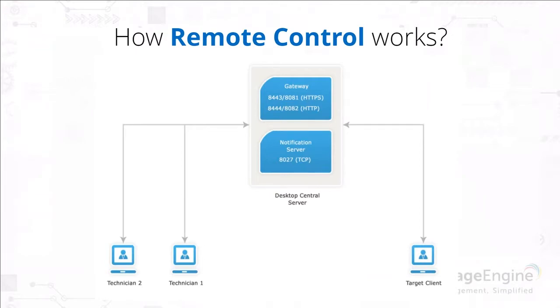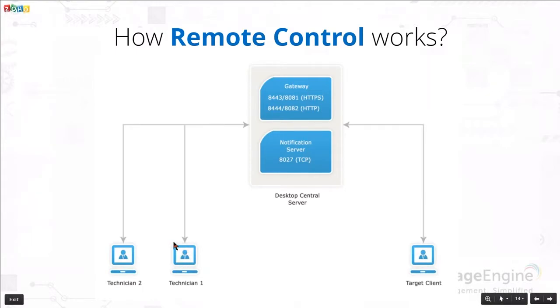The agent listens to the request and initiates the remote control service running on the client machine, which in the backend captures the images from the local client machine and sends them back to the server, where the gateway port, that is 8443, listens to the request and forwards that back to the technician 1 viewer machine. That's how technician 1 sees the remote client machine desktop on his screen.